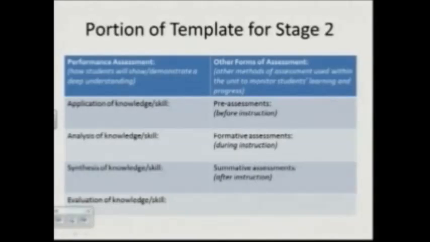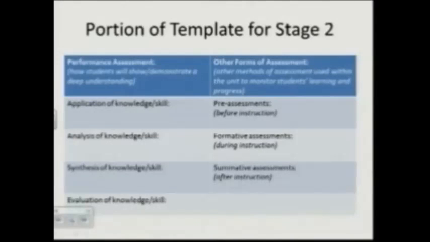If you look here, I've modified the original version of Jay McTighe and Grant Wiggins' work and listed on the left-hand side under performance some of the higher level Bloom verbs and phrases here that kids should be applying their knowledge or skills. They should be able to analyze and synthesize the knowledge and skills. And then finally, that self-reflection or evaluation of these content and skills.